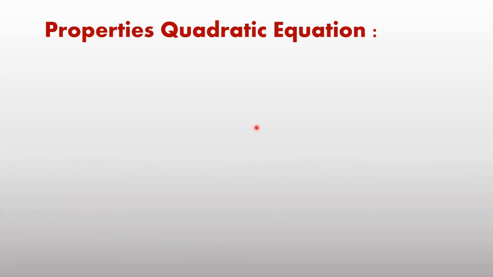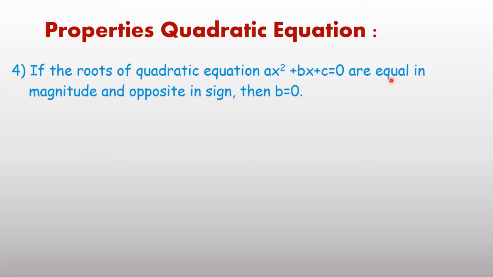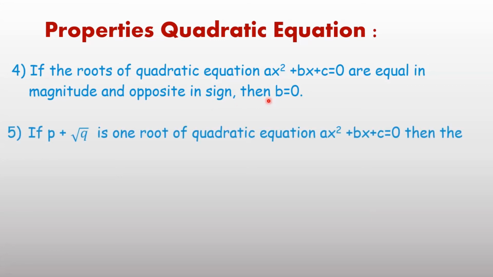Now, next, fourth property. If roots of quadratic equation are equal in magnitude and opposite in sign, then b equals 0. For example, if one root is 5 and second is minus 5, then coefficient of x will be 0. Or in other words, you can say if coefficient of x is 0, then roots are opposite in sign but equal.